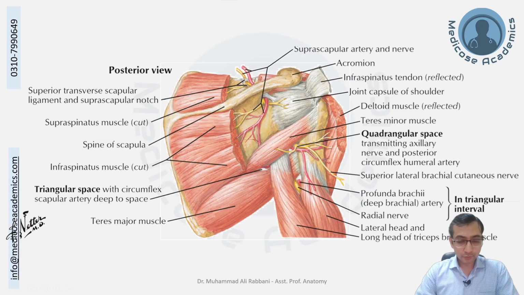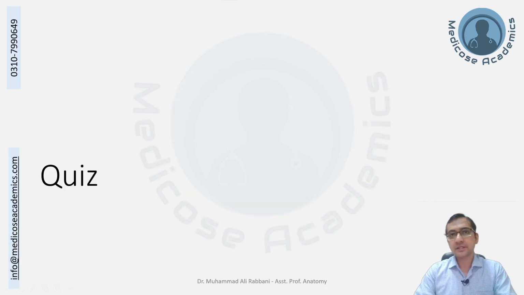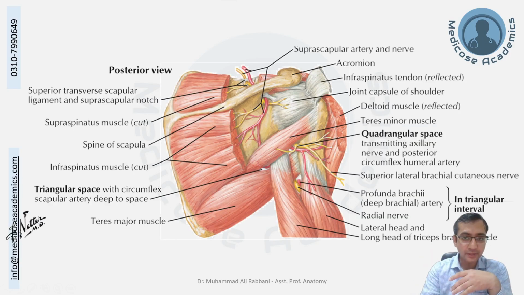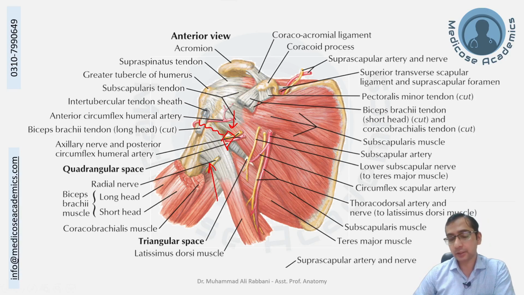These are the pictures from Netter to go through if you want to. I think we have discussed the clinicals along with it, and these may be important when these structures are damaged. For example, this quadrangular space is at risk of injury when there is a fracture of the surgical neck of the humerus, or when there is downward dislocation of the shoulder joint. So the axillary nerve and posterior circumflex humeral artery may be damaged. And in Saturday night palsy, which we will discuss in the brachial plexus, in the lower triangular space, the radial nerve and profunda brachii may be compromised.